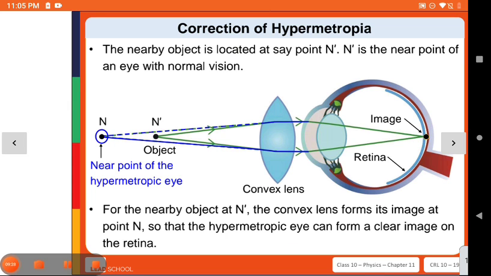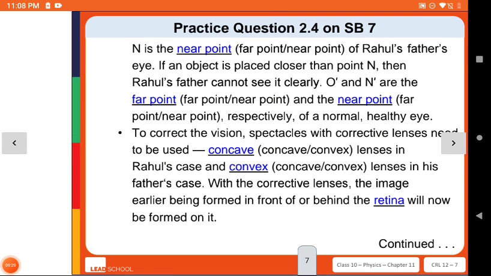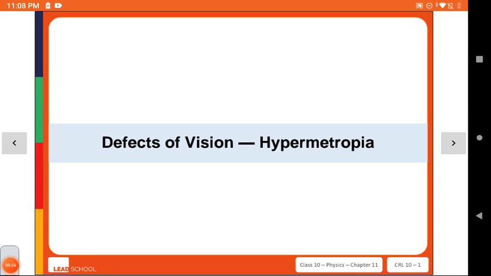So students, today we have learned myopia and hypermetropia and their correction.